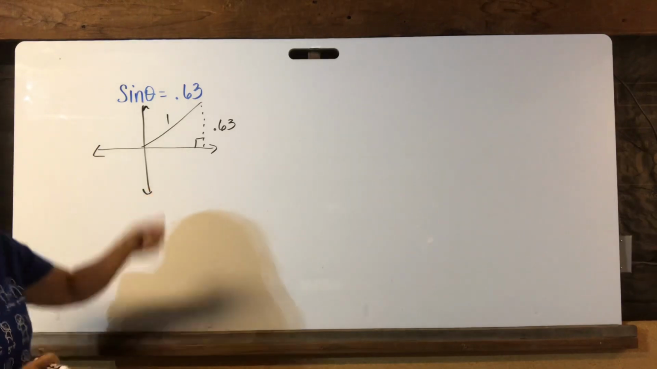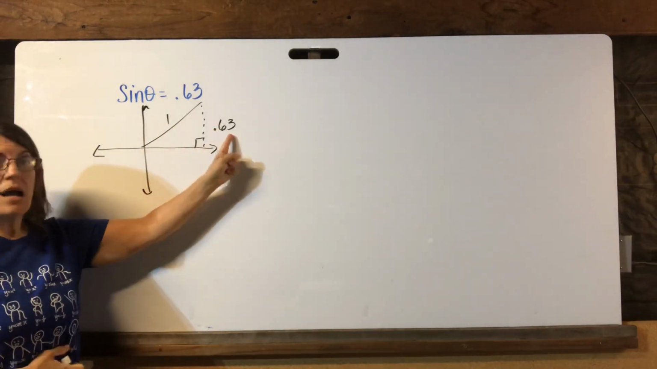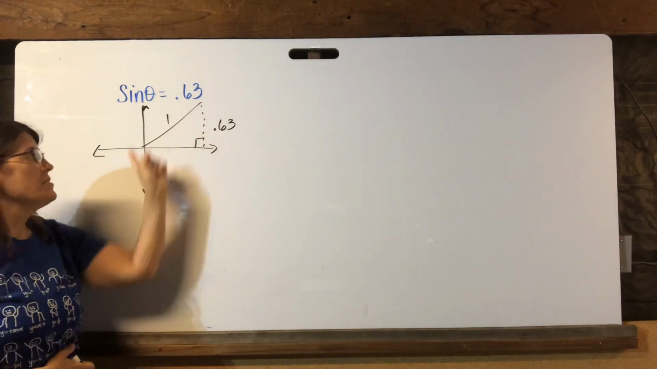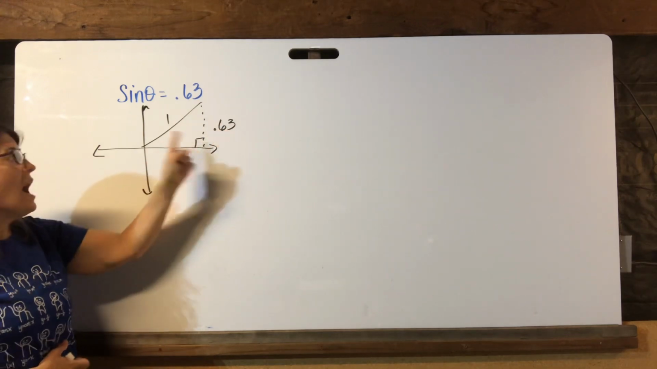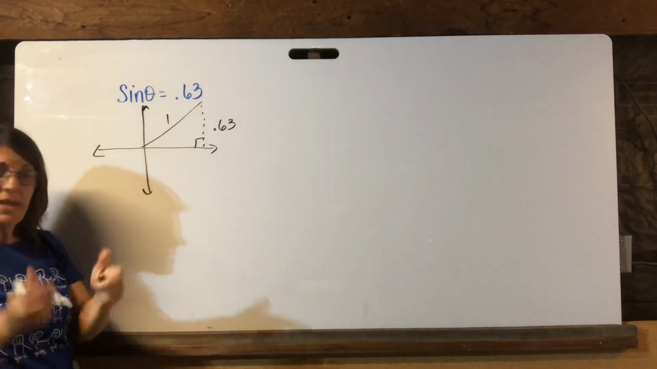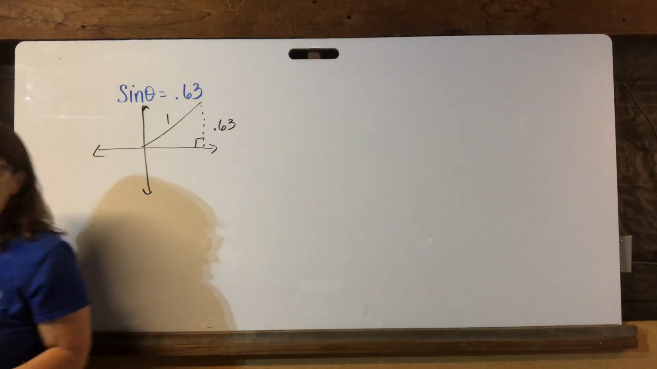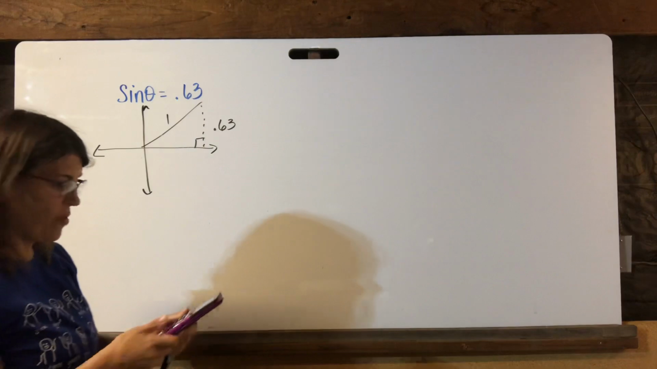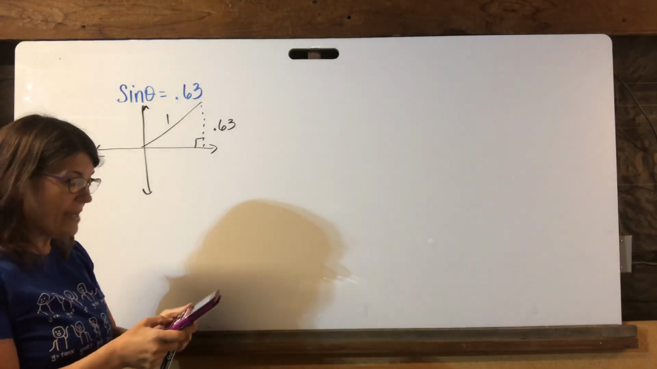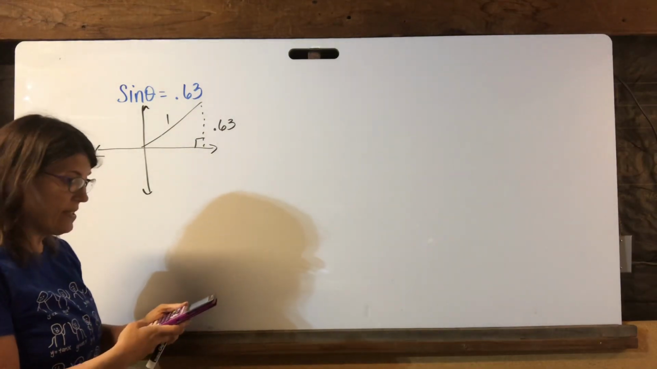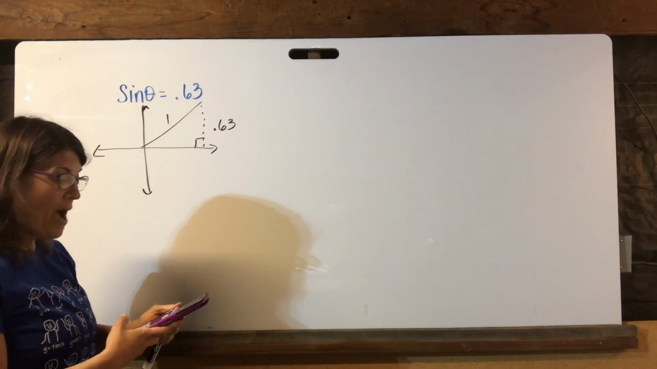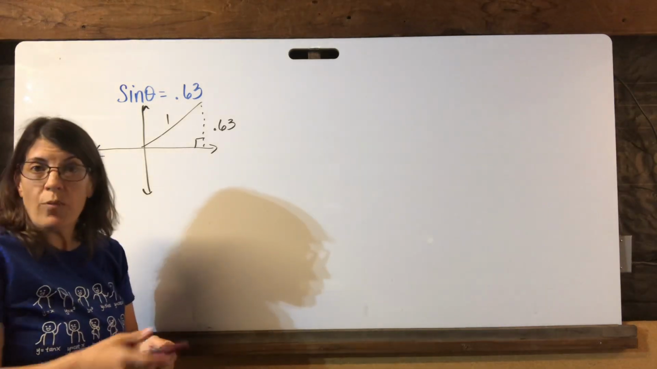Sorry, I have such a hard time opening the markers. In the unit circle, the hypotenuse is 1. Sine is opposite over hypotenuse. So the sine is 0.63. I can find this angle using my calculator. So you're going to do inverse sine of 0.63. Make sure you're in degrees, and you should still be in degrees from the previous homework you did. So inverse sine of 0.63, and that is about 39.1 degrees.